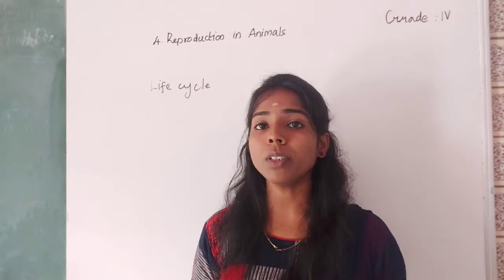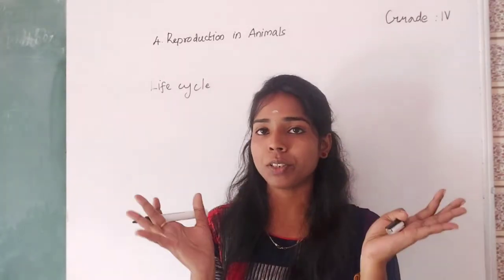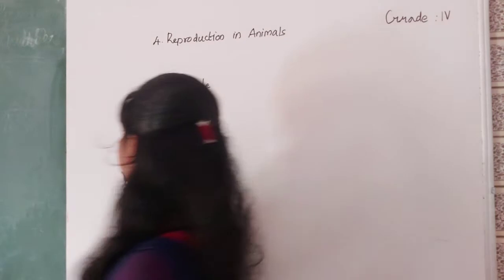So students, the young one will undergo several changes to become an adult animal. The various stages of development that a growing baby goes through to become an adult is called the life cycle of an animal. Do you understand? Okay students, today we are going to learn about the life cycle of a beautiful butterfly. Life cycle of a butterfly.